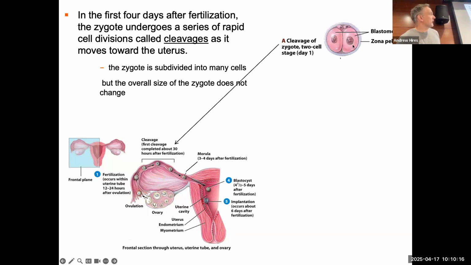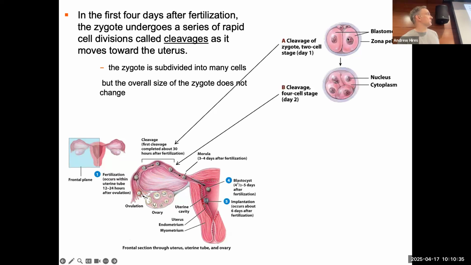So here's what the zygote looks like. Following fertilization, it is called the zygote. We have a cleavage of the zygote. This is the 2-cell stage. We've got our big cells here. We have our first and second polar bodies here. These are going to get degraded, and these are going to be the duplicated genomes of the first split. Then we have the 4-cell stage at day 2.